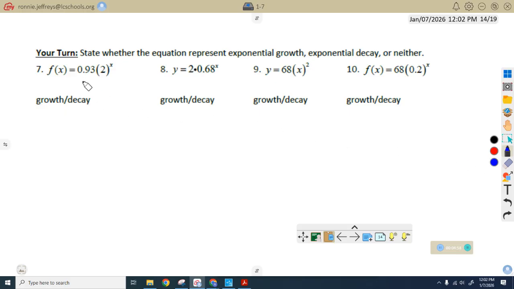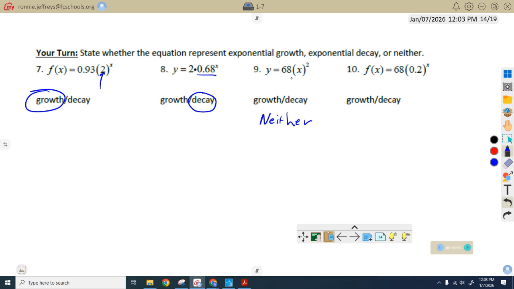So we're looking at number 7. Our your turn says state whether they're exponential growth, decay, or neither. So we're looking right here. This is greater than 1, so this is growth. This one is decay. This one is neither. Now, so here's the deal, pickles.